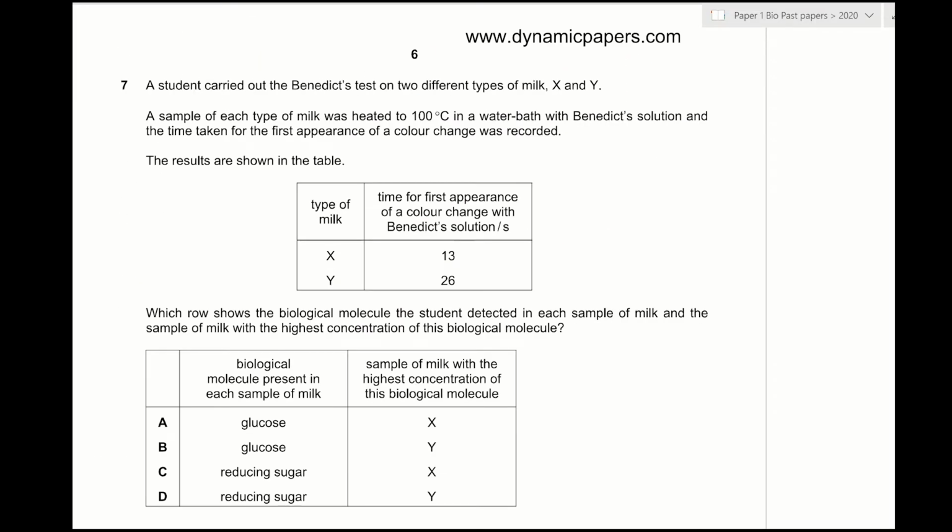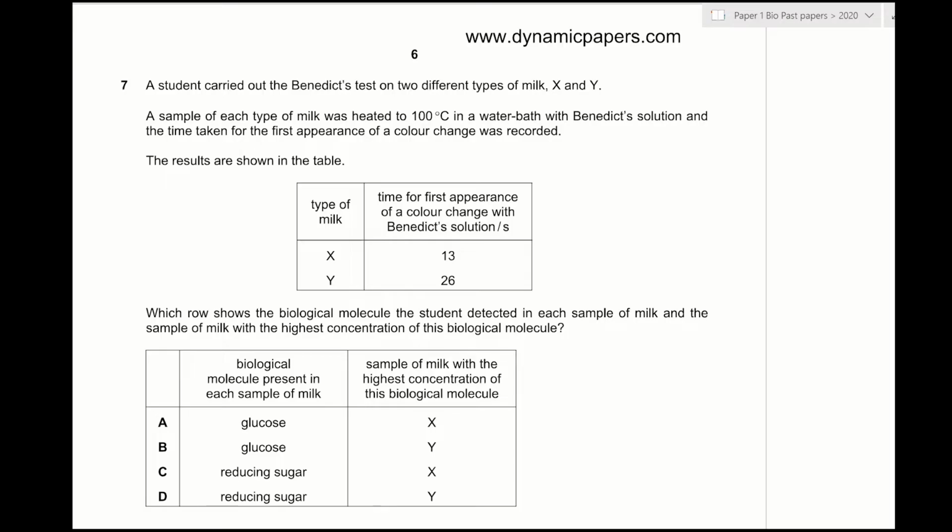Question number 7. A student carried out Benedict's test on 2 different types of milk, X and Y. A sample of each type of milk was heated to 100 degrees in a water bath with Benedict's solution, and the time taken for the first appearance of the color change was recorded. The results are shown in the table. Which row shows the biological molecule the student detected in each sample of milk and the sample of milk with the highest concentration of this biological molecule?